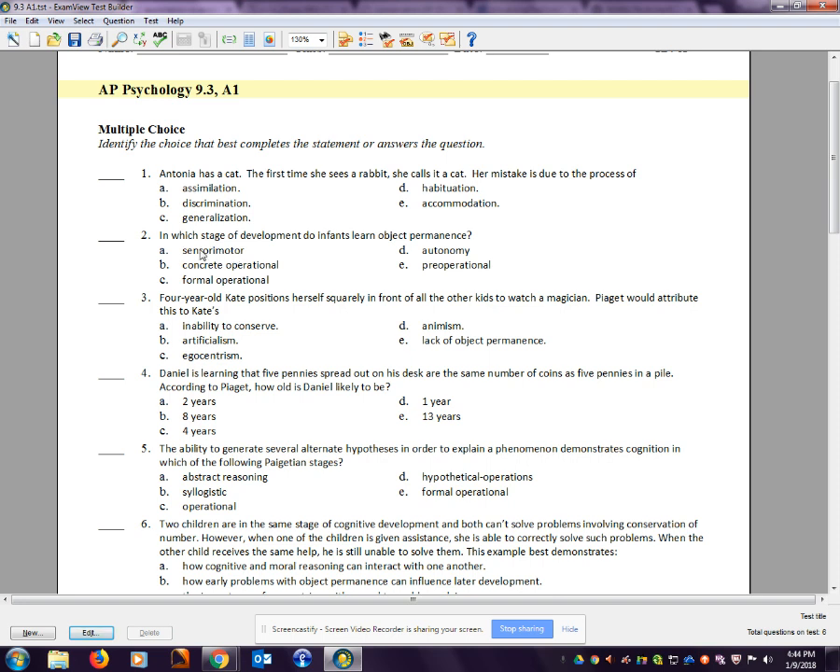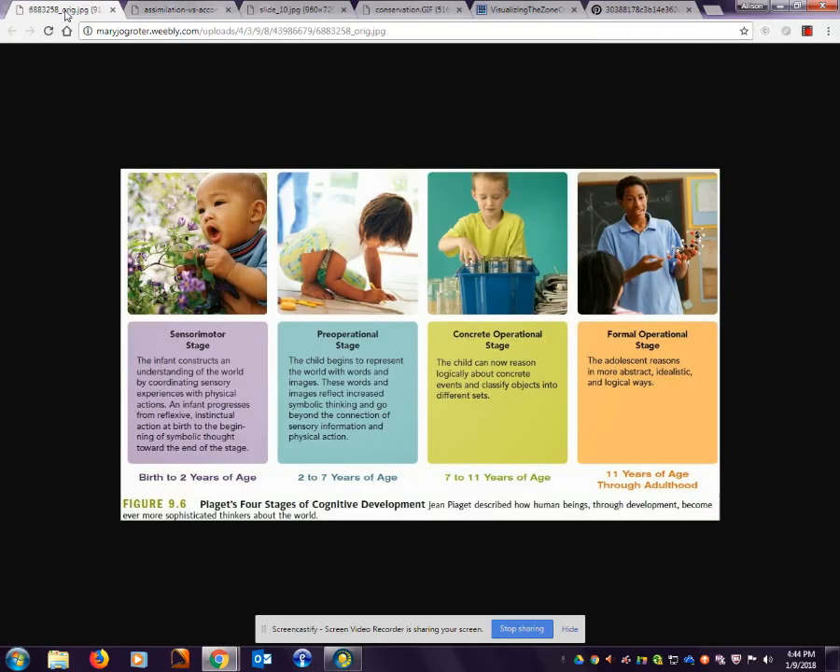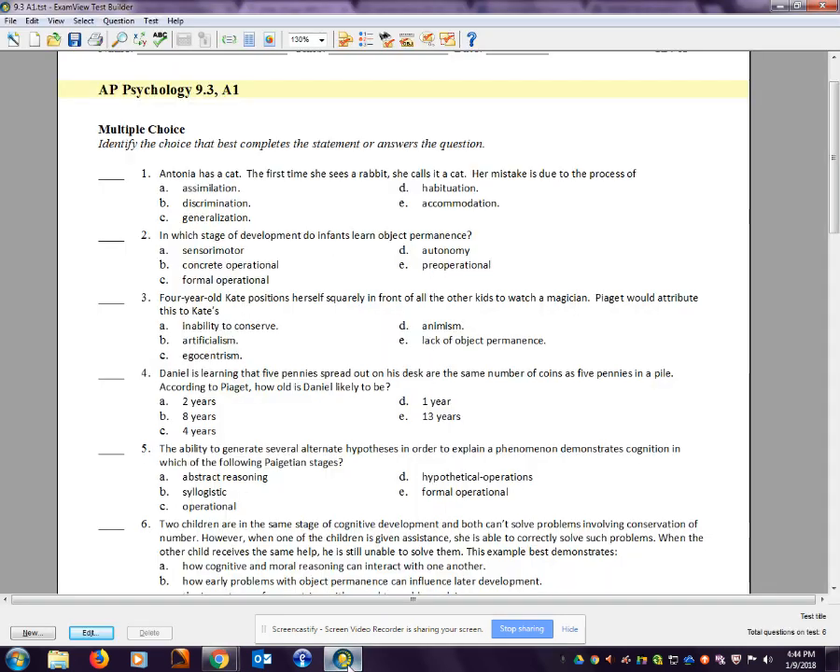That's the very first stage. It's the sensorimotor stage. So back to our visual, our sensorimotor visual. So that's this stage. If you take something away, they do not know that it doesn't exist anymore. We'll talk a little bit more about that when we get to question number 3.